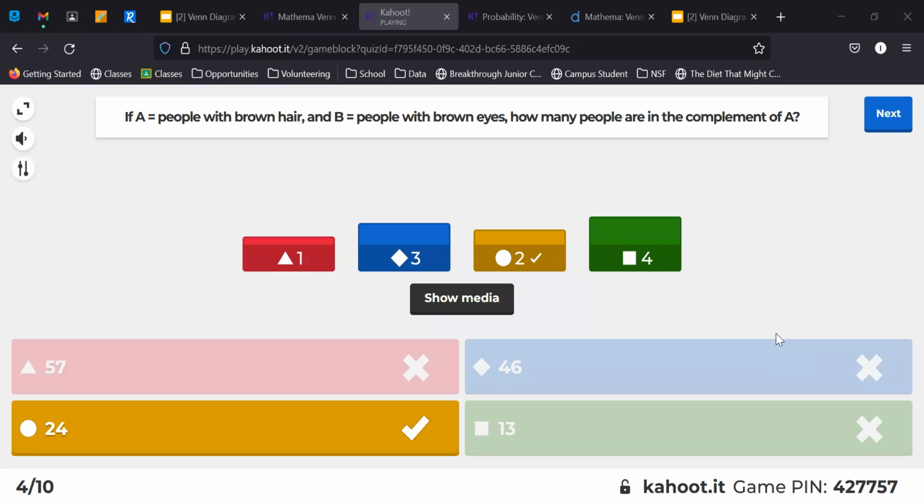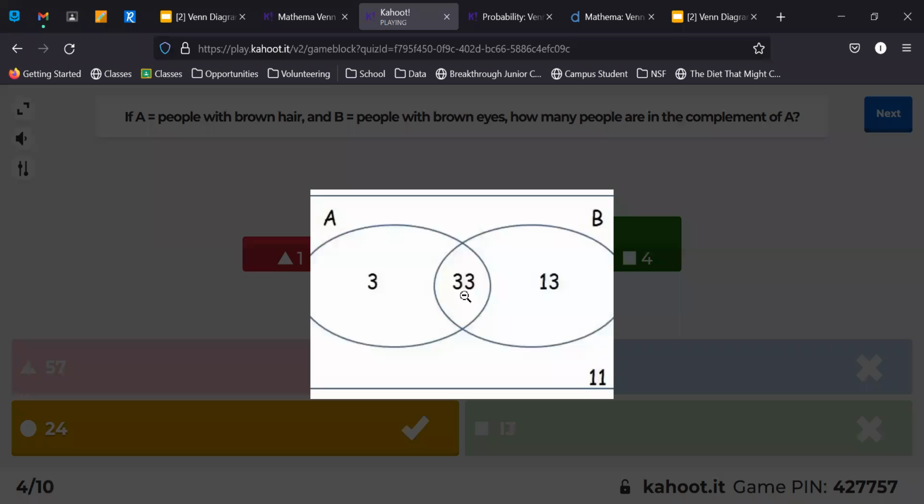Okay, so some of you actually thought it was 13. Remember that this 11 down in this corner stands for other things, right? So outside of A and B, but still in that data set, right? So there are 11 people without brown hair or brown eyes in this group of people. So we do 11 plus 13 and get 24. And that would actually be the answer.